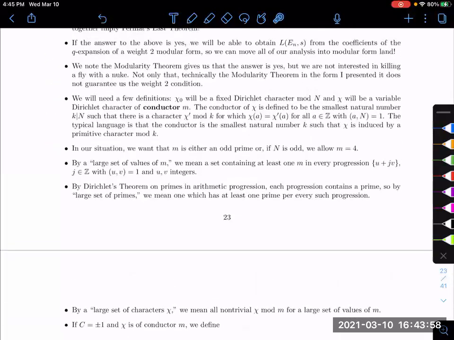However, to give you the theorem that you are going to need to continue, we're going to need some more definitions. Definitions. That's the name of the game in modular forms. So if I write chi sub 0 from now on, that's going to be a fixed Dirichlet character mod capital N. If I write chi from now on, I'm thinking of that as like a variable Dirichlet character with conductor lowercase m. And what is the conductor of a character? It's the smallest natural number k dividing this capital N such that there is an actual Dirichlet character, say chi prime, mod that number k, mod the conductor. I probably should have just called this m, right? Like, what am I doing?